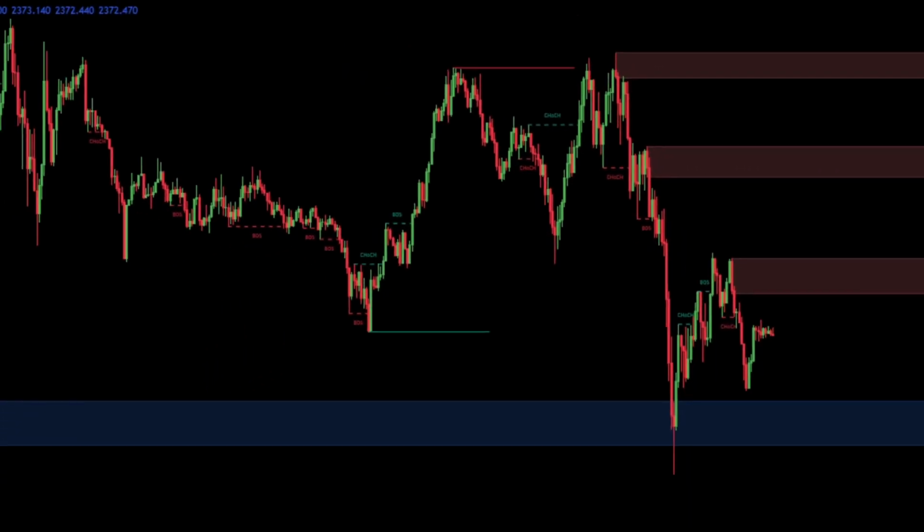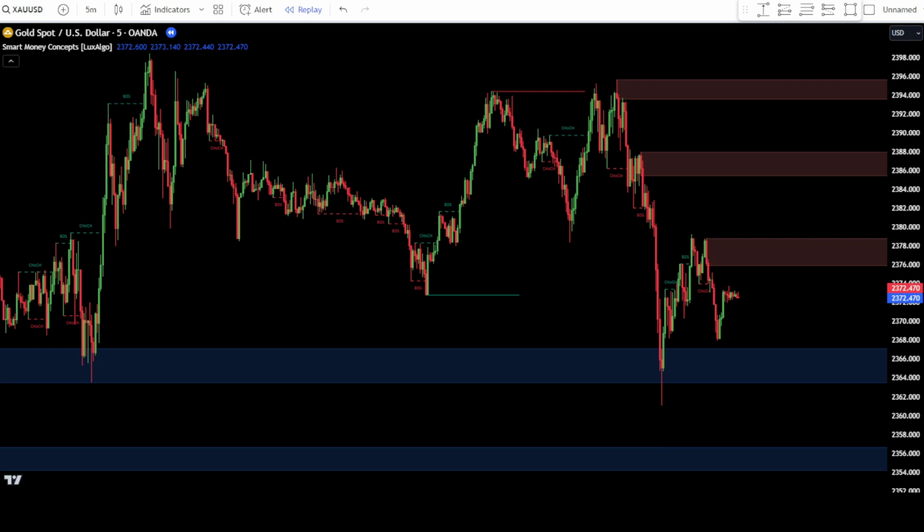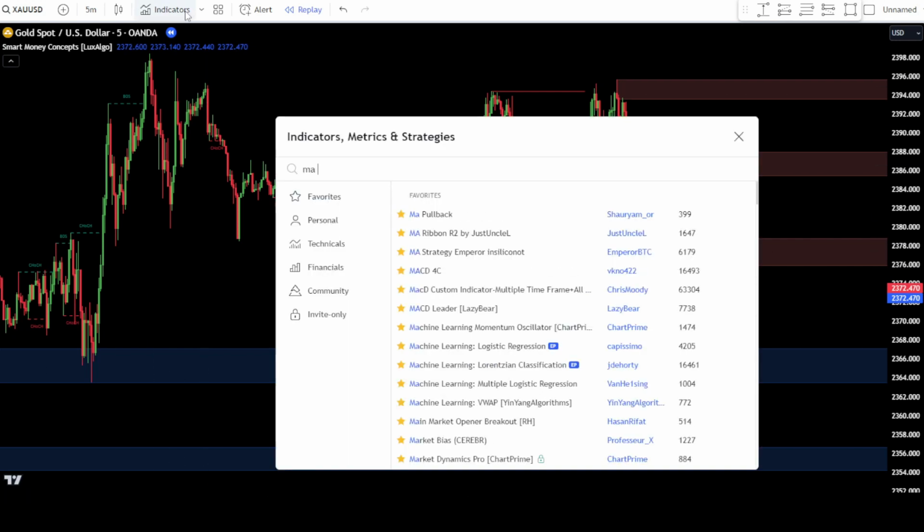And as a trend guide in the market, you can add one more indicator to serve as a trend guide. Go to the Search Indicator tab and type in MA ribbon.